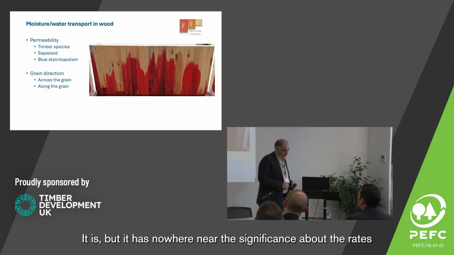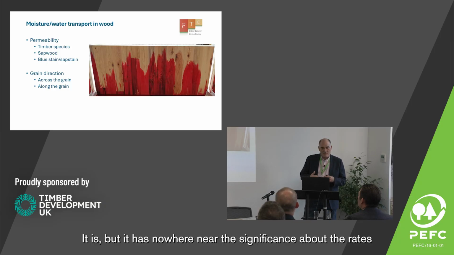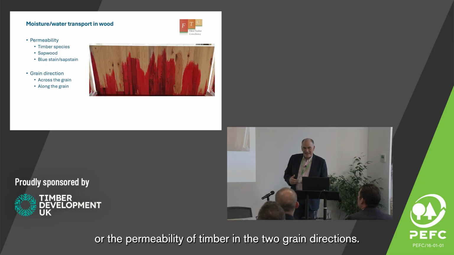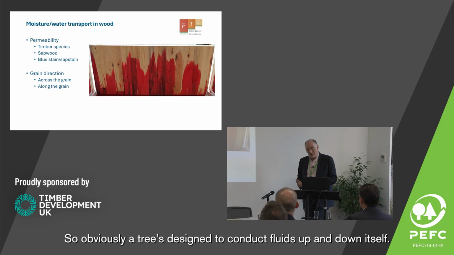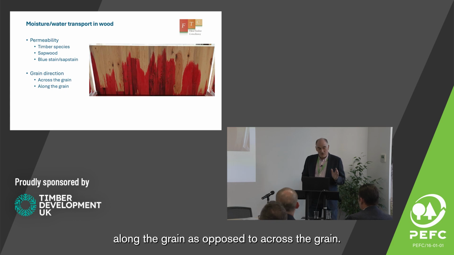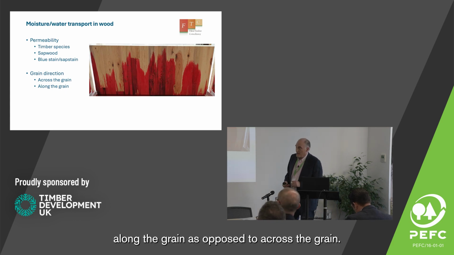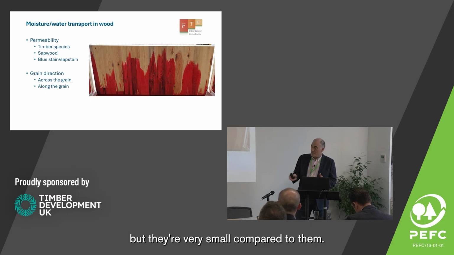Is that important? It is, but it has nowhere near the significance of the rate or permeability of timber in the two grain directions. Obviously a tree is designed to conduct fluids up and down itself, so it's no surprise that it's much more permeable along its end, along the grain, as opposed to across the grain. There are differences across the grain, but they're very small compared to that.